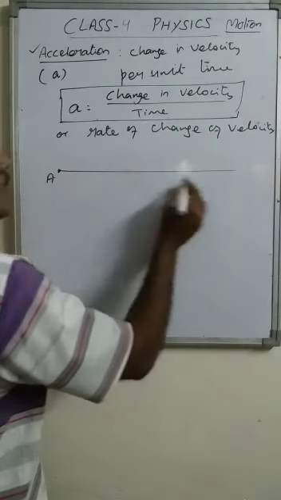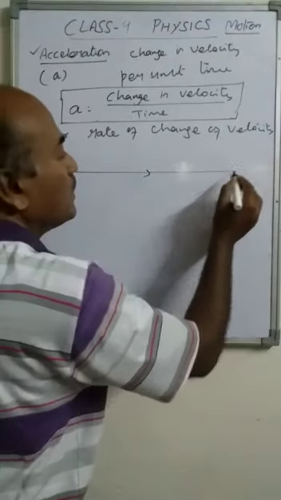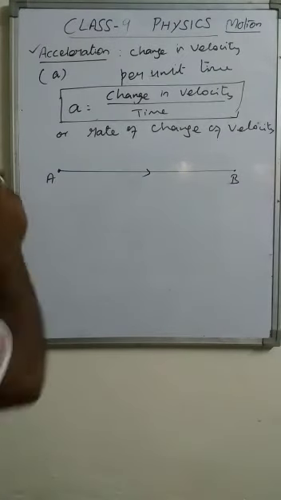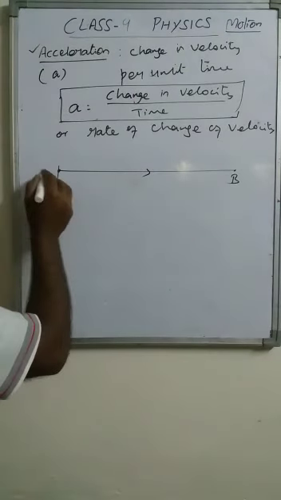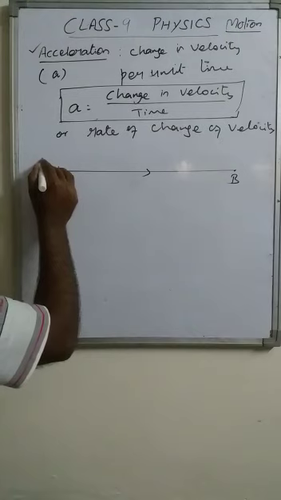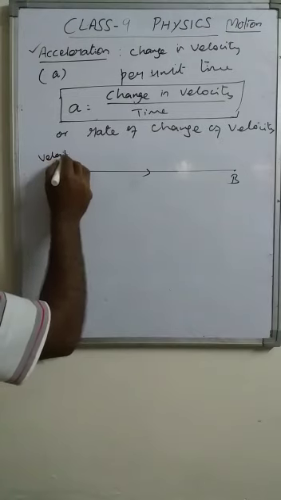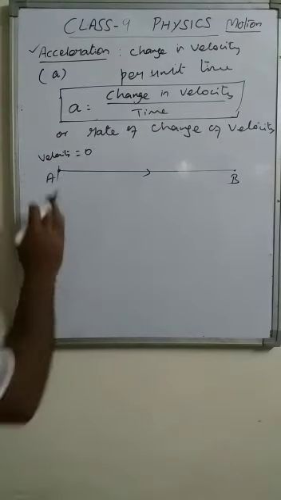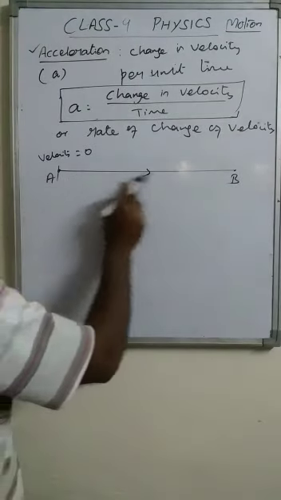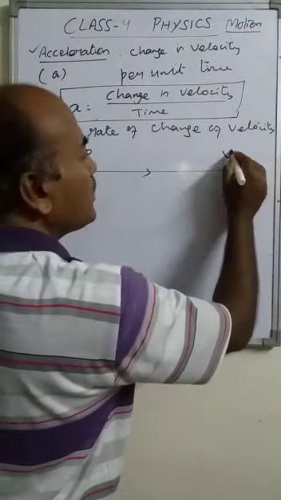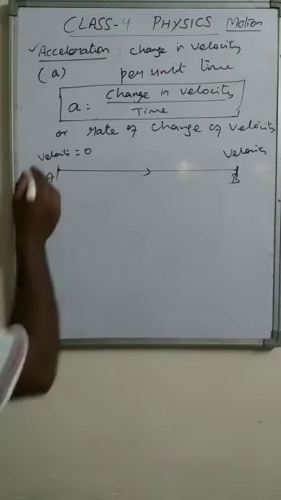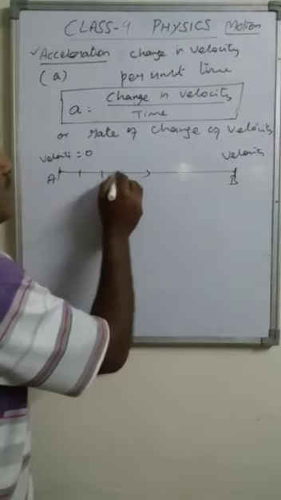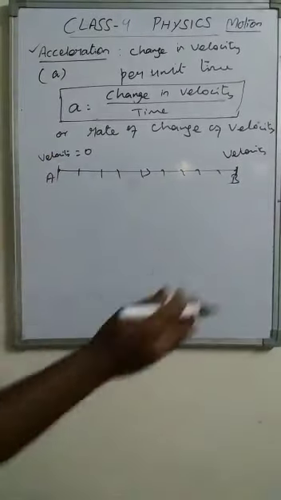Suppose a car is traveling along a straight line from A to B. In this case, the velocity is continuously changing. Suppose it is starting from rest. In the beginning, if it is at rest, the velocity is definitely zero. As it is continuously moving, after some time it reaches the point and there must be some velocity. In between, the velocity is continuously changing. It may increase or decrease.